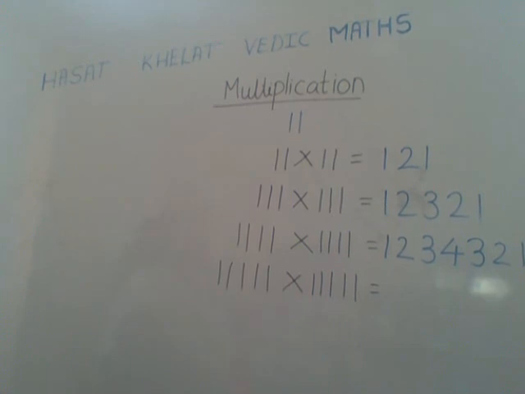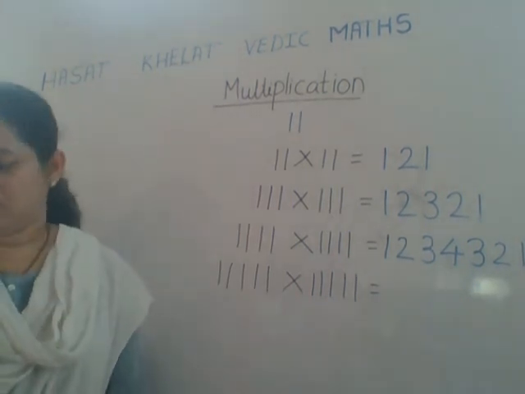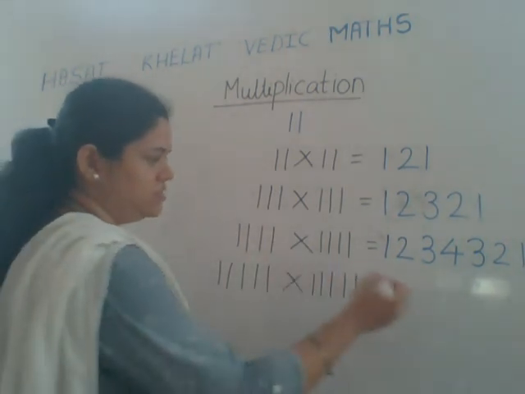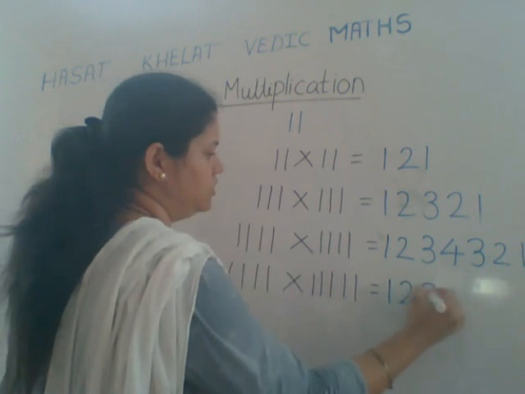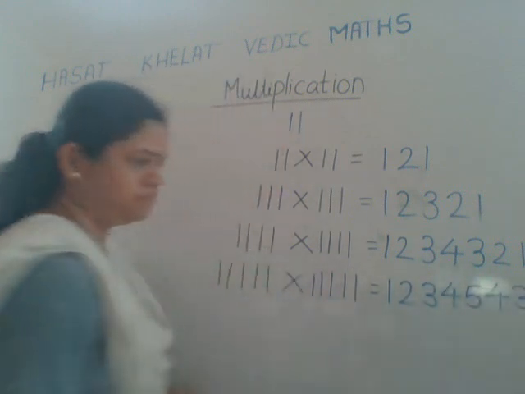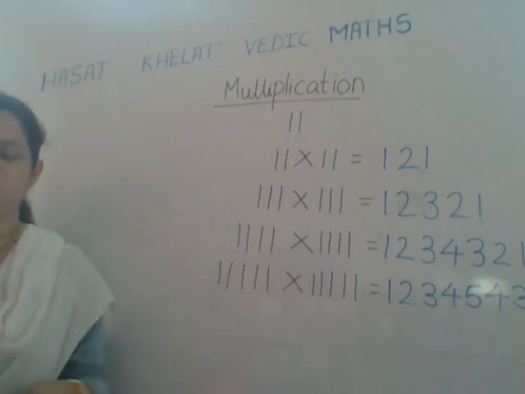very good. Isn't it easy? This was easy. So the answer for 5 times 1 multiplied by 5 times 1 is how much? 1, 2, 3, 4, 5, 4, 3, 2, and 1. This was the answer.